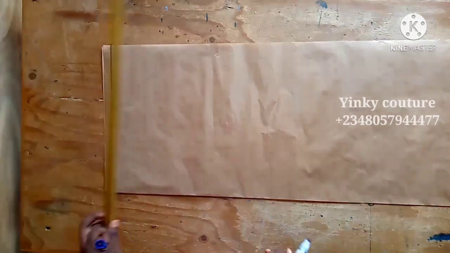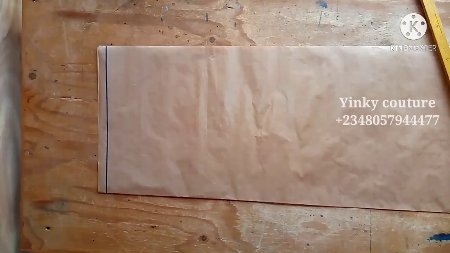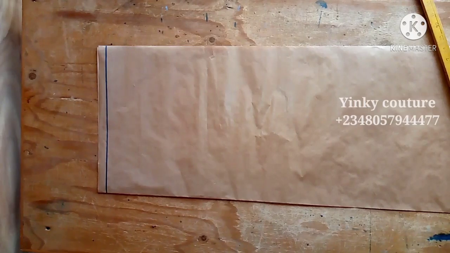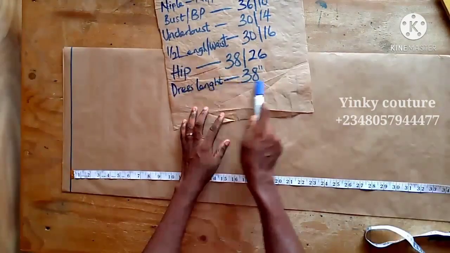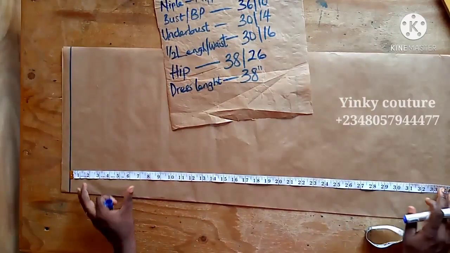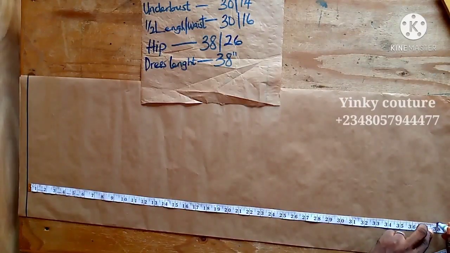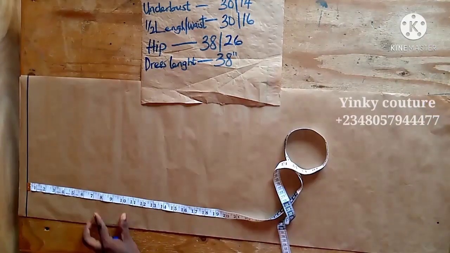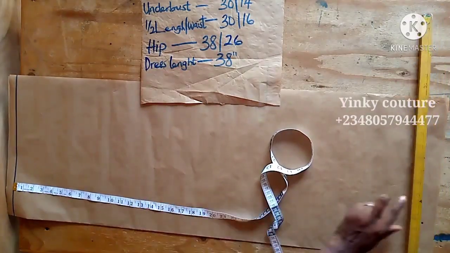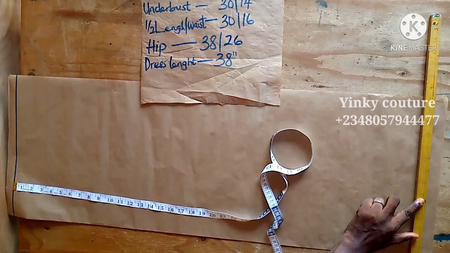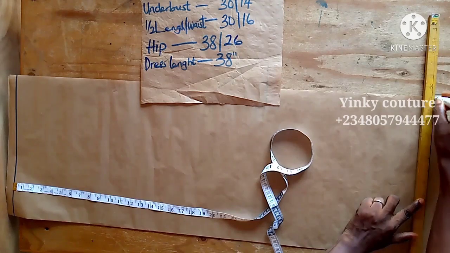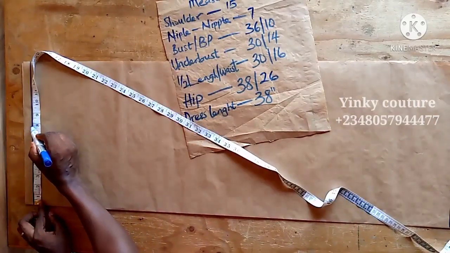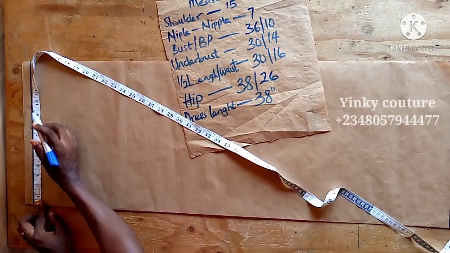So having gotten all these measurements, you're going to get a fresh paper, then mark a straight line, which will serve as your boundary where you are going to start taking your measurement from. Then you take your dress length. For this tutorial, I'll be using a dress length of 38 inches. From there, just take a straight ruler to indicate this line also. And so we have measured our dress length.